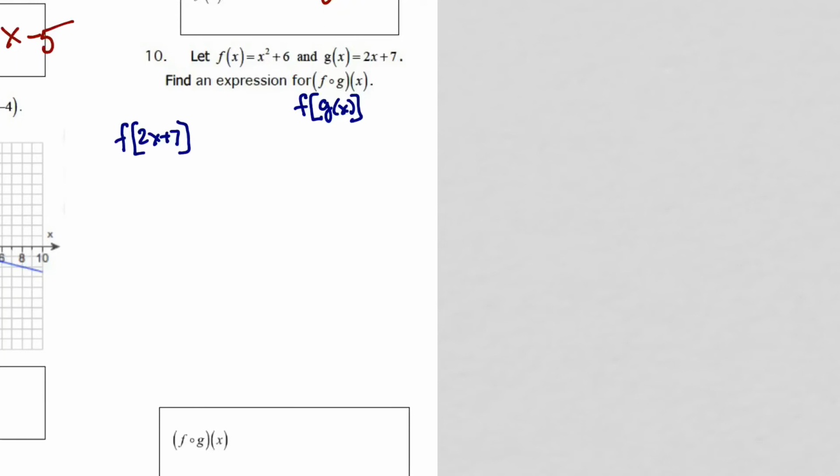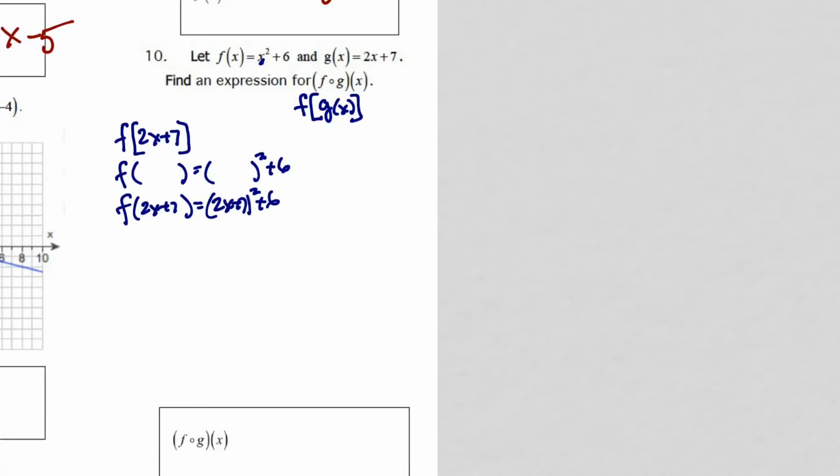And then the question is, what do we do with this 2x plus 7? Well, this says that we apply the f rule to it, and here's f. So we know what to do here. Everywhere we see an x, we're going to write an open set of parentheses. So we'll have f of parentheses equals parentheses squared plus 6. And in the parentheses, that's where we're going to put our 2x plus 7. So let's give that a try. Now we're going to have f of 2x plus 7. That's 2x plus 7 squared plus 6.